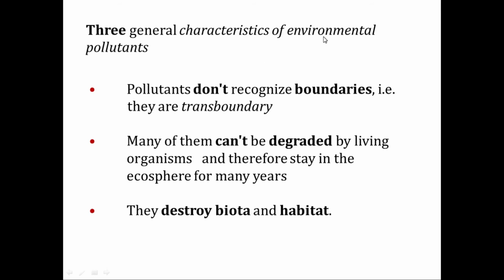Three general characteristics of environmental pollutants. First one is the pollutants don't recognize boundaries, that is they are transboundary. Many of them can't be degraded by living organisms and therefore stay in the ecosphere for many years. And third one is they destroy biota and habitat. So that's why we call them pollutants.